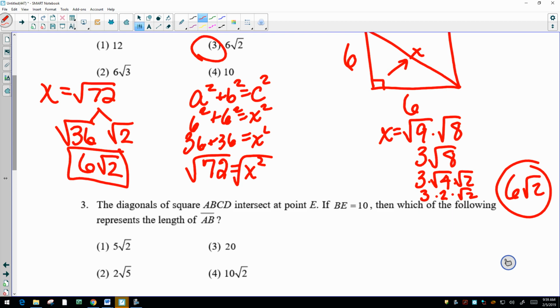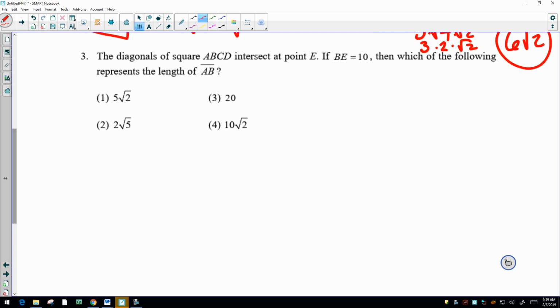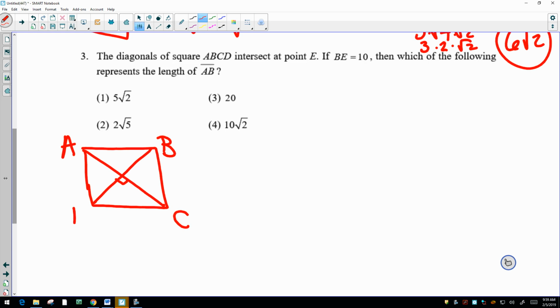However, it's good to know. It does show up on the Regents exam, especially in the form of multiple choice answers. So if you know how to do that process, that's a really good one to have. Okay. This last one that we have here: diagonals of square ABCD intersect at point E. So from the front, we know that the diagonals are perpendicular. We know that the diagonals bisect. And they're telling us they intersect at point E. We know BE is 10.